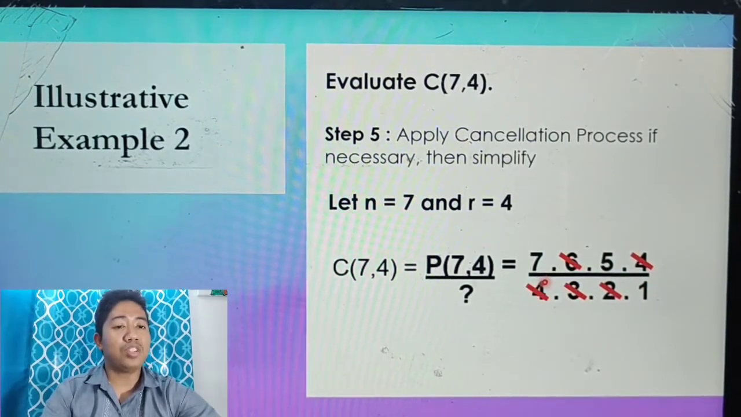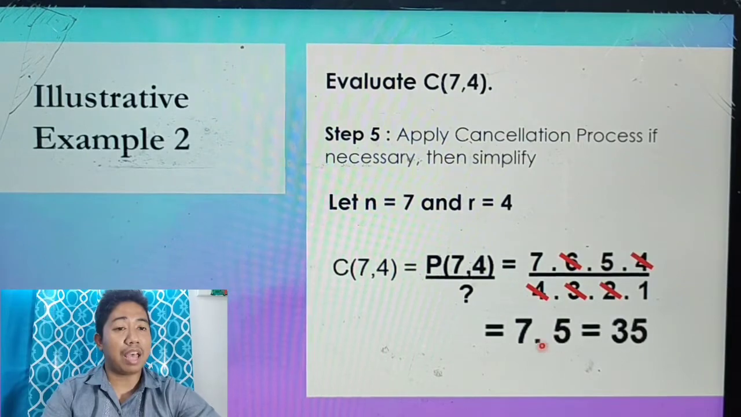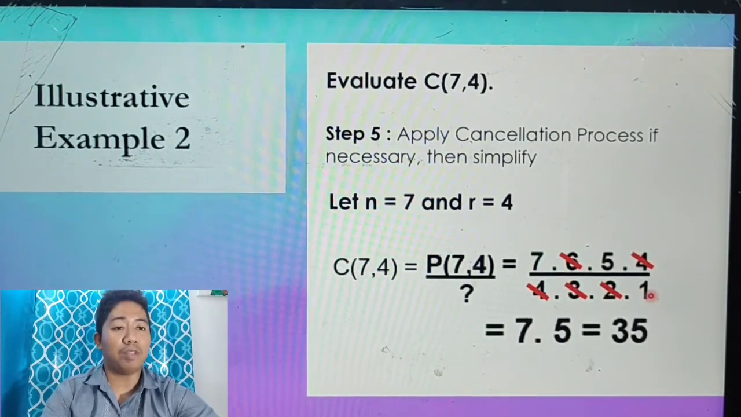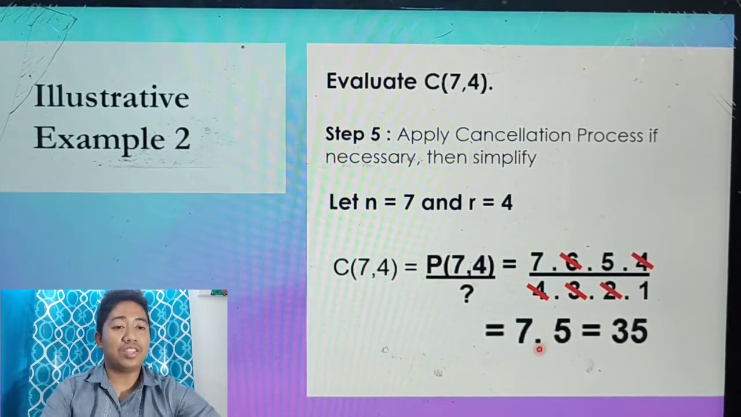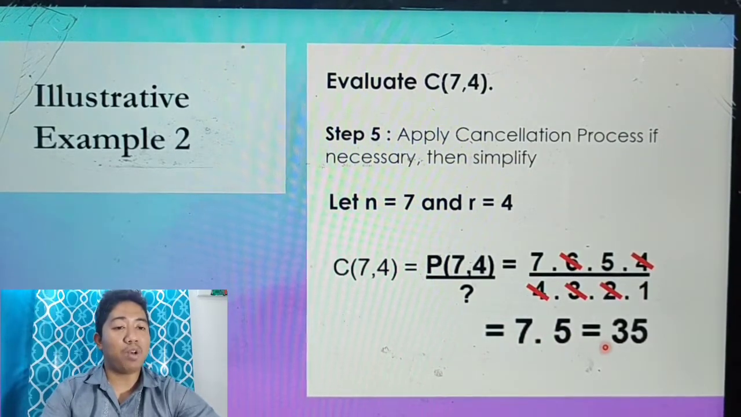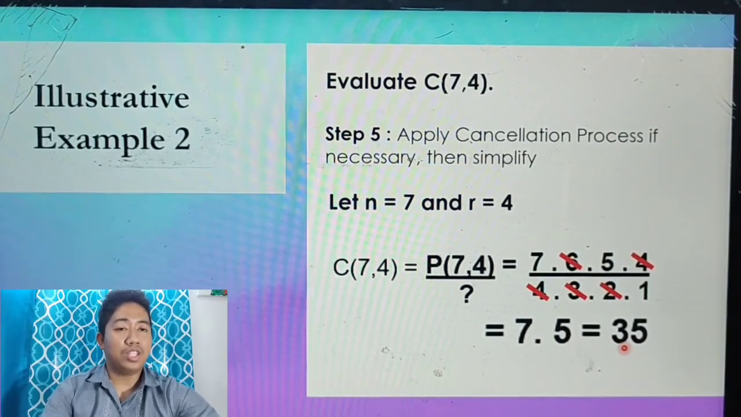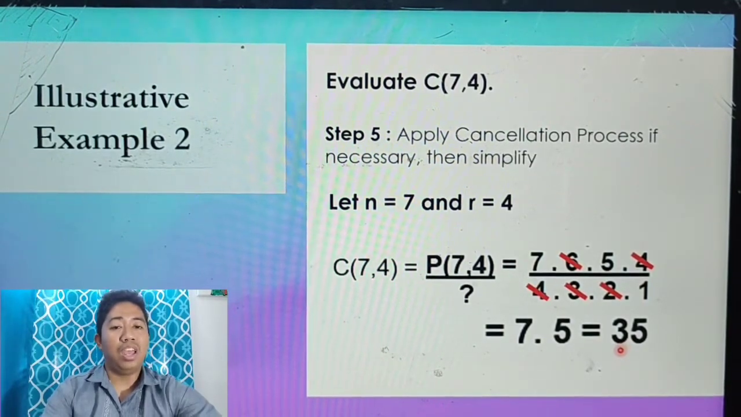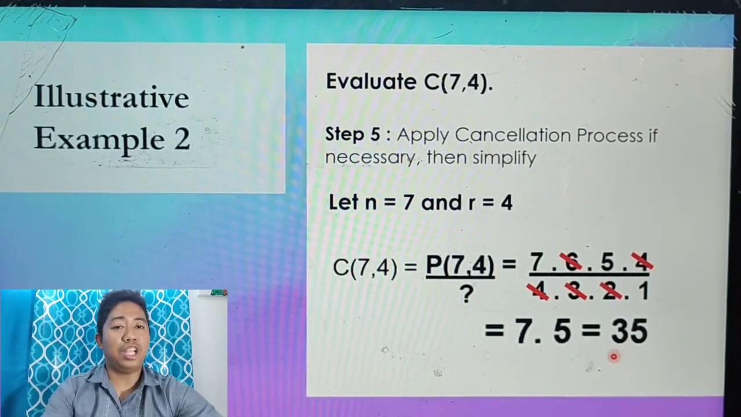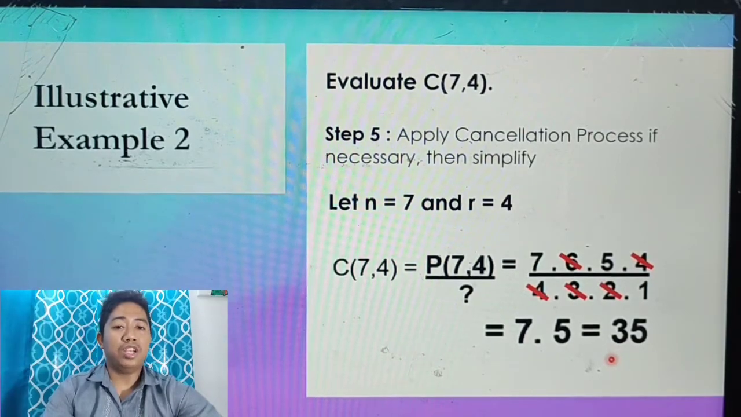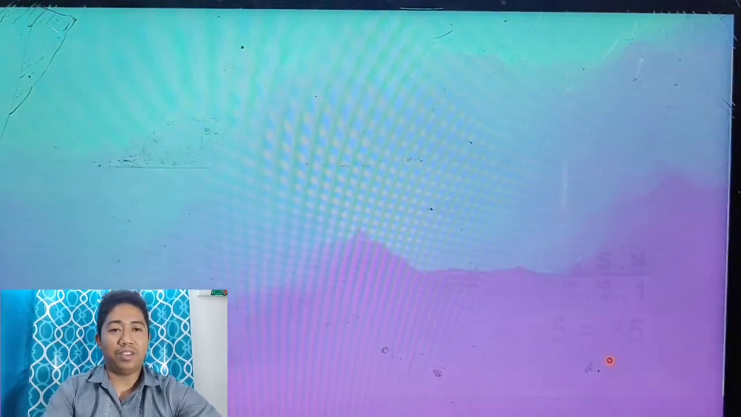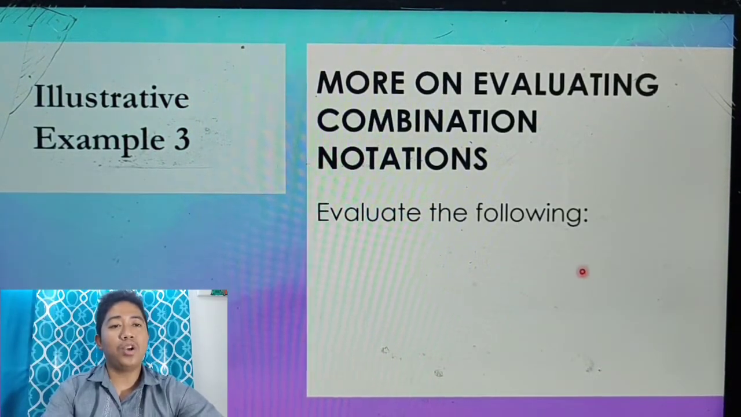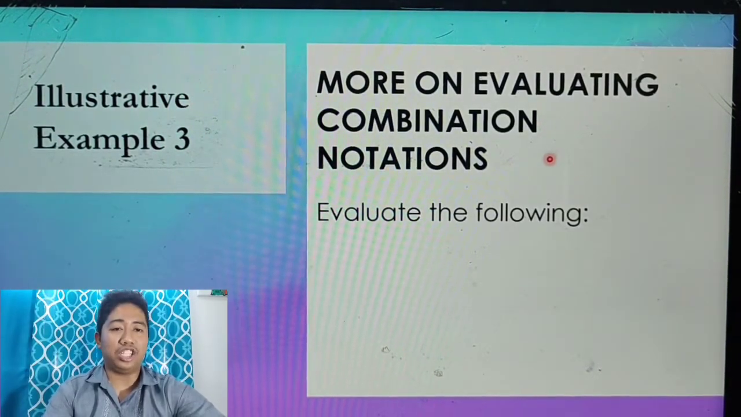So the remaining factors in the numerator are 7 times 5. And we omit 1 on the denominator, which cannot be written on the denominator. So 7 times 5, we get the product, which is 35. So now you know, my dear friends and students, how to evaluate the given combination using the shortcut method. Okay? Let's move on to our third illustrative example, more on evaluating combination notations.